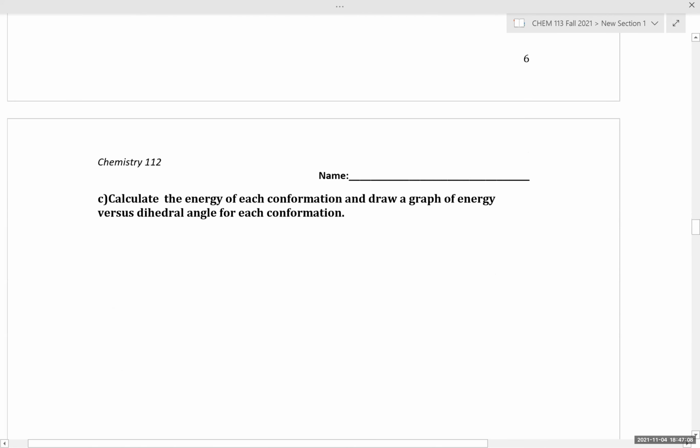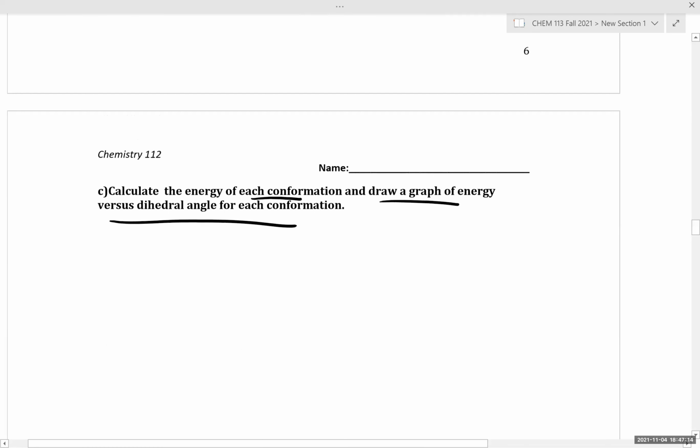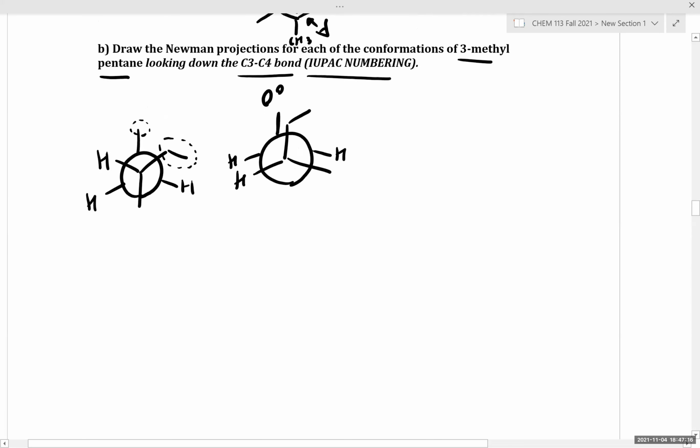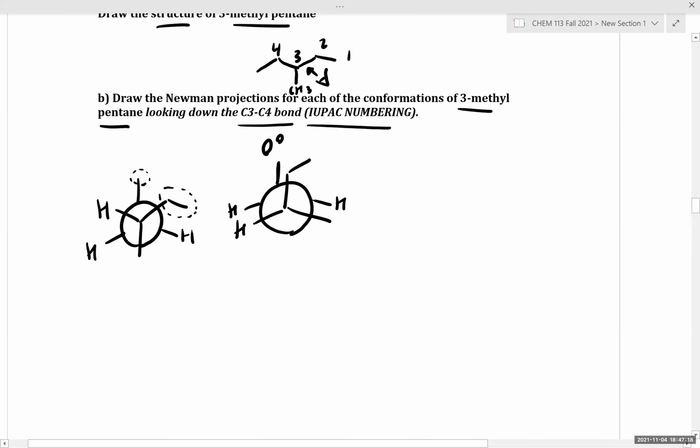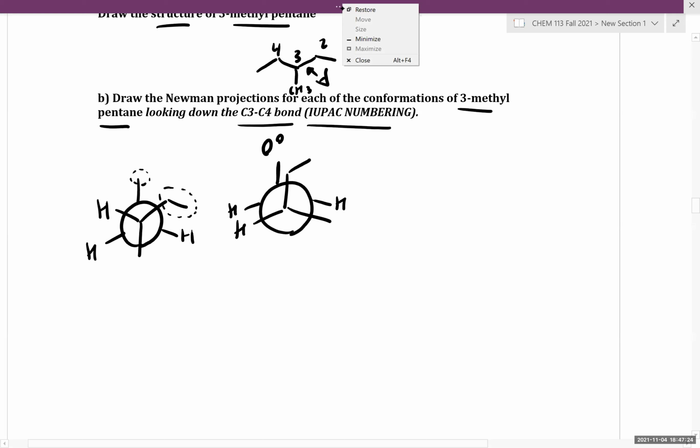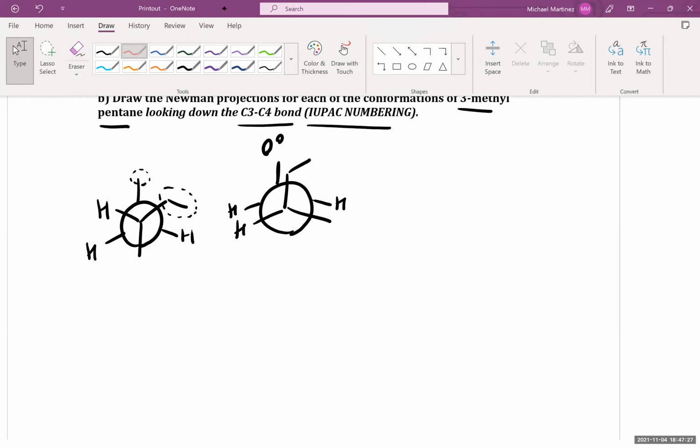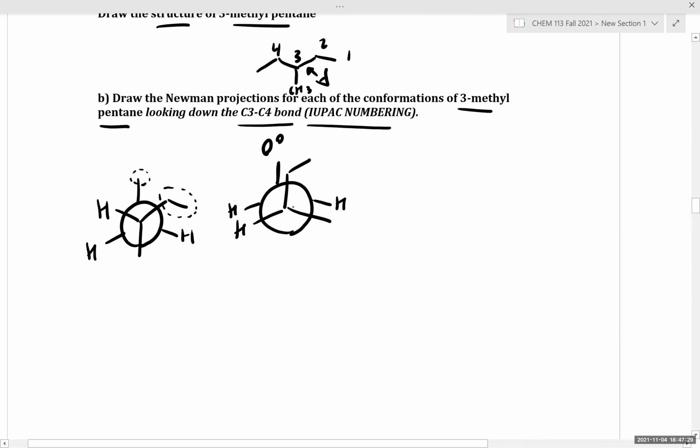Okay. Let's look at the rest of this problem. I'm also asked to calculate the energy of each conformation and draw a graph of energy versus dihedral angle. Okay, I can do that. So while I'm drawing these conformations and rotating my substituents 60 degrees, I'm also going to calculate the energies. So for this 0-degree conformation, what sources of steric and torsional strain are we dealing with?